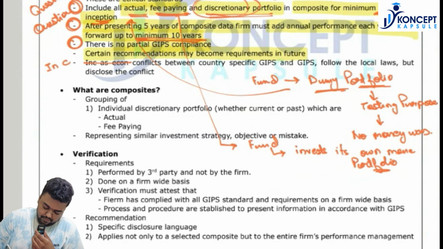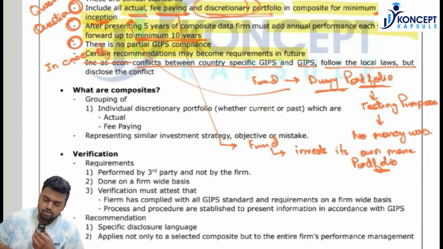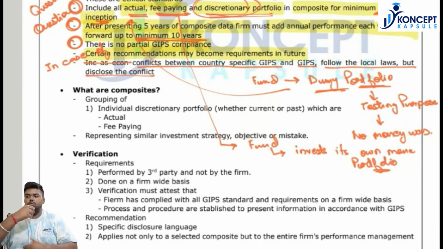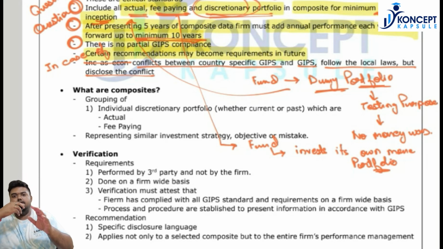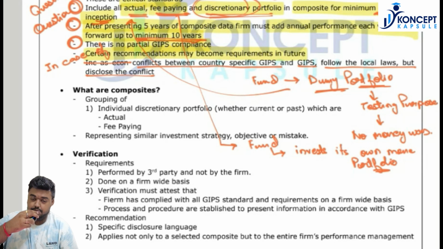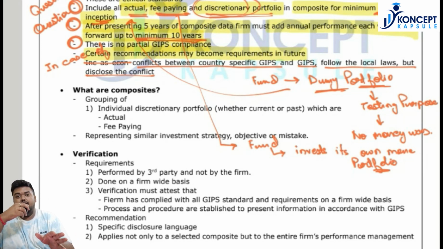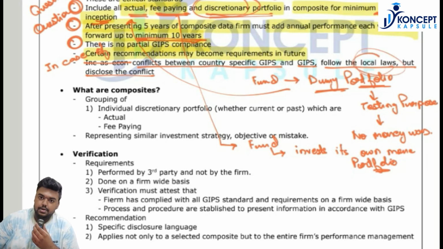In case of conflict between country specific standards and GIPS, follow the local law but disclose the conflict. Okay. So what does this say? Since this is an international standard, it is saying that if there is an investment performance standard of your own country, meaning if your statutory regulation requires you to present the performance in a certain manner, and if they are in contradiction to the international standard, then follow the local law, but at the same time make disclosures.